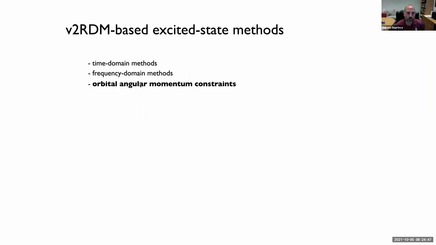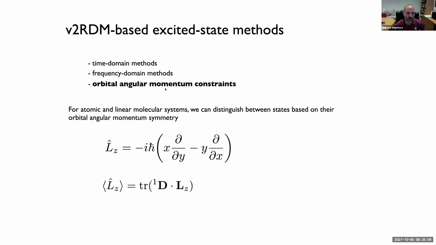The strategy I'm going to talk about in detail for the next 5 minutes is the imposition of orbital angular momentum constraints. I mentioned that if I don't have any operators that I could constrain to differentiate states, I can't differentiate different excited states. But for atomic and linear molecular systems, we can distinguish between different states based on their orbital angular momentum symmetry. So here's the form of this operator that everyone knows. The thing I'll point out to you is there's an i here.